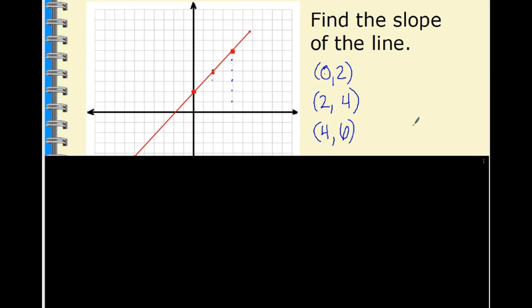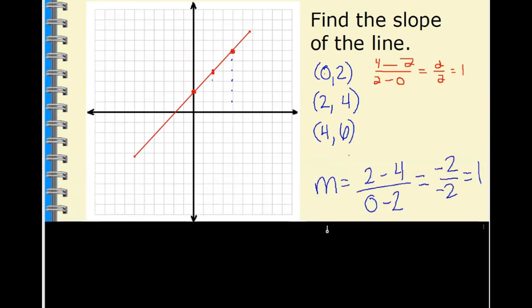Go ahead, Maddie. Okay, good choice. Good. Okay, I like that. So what number did you get? Good. Okay, so you had 2 over 2. So your slope here is going to be 1, right? There you go. Okay.